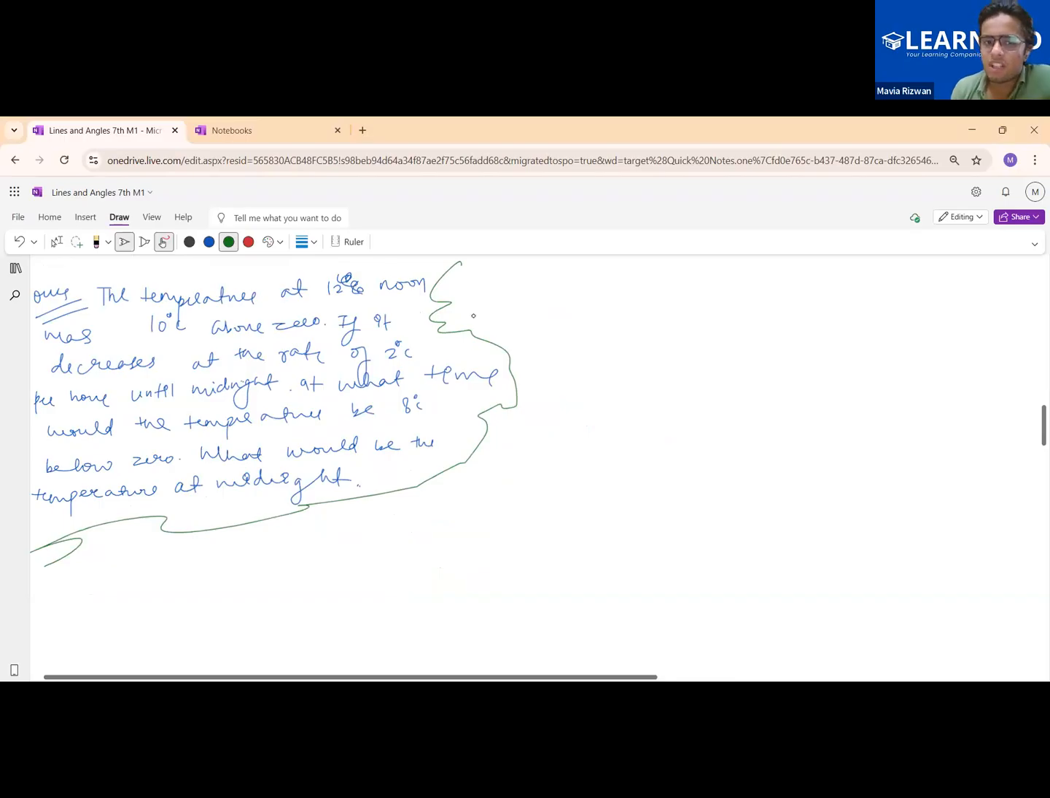The temperature at 12 noon was 10 degrees Celsius above zero. So this is zero. Above it is positive, and below it is negative. That's why we say -5 was the temperature. So 10 degrees Celsius above zero means the temperature was plus 10. Temperature at 12 noon is equal to plus 10 degrees Celsius.